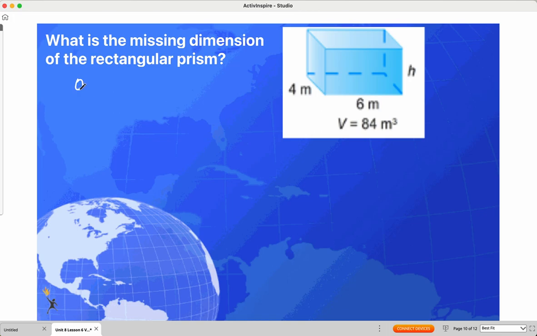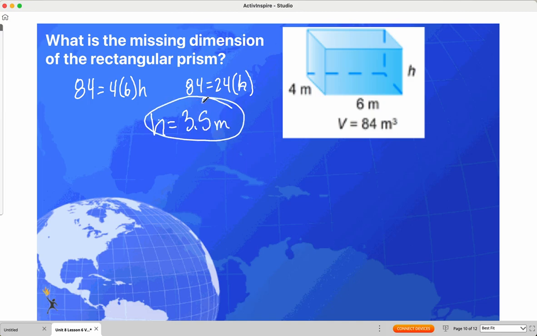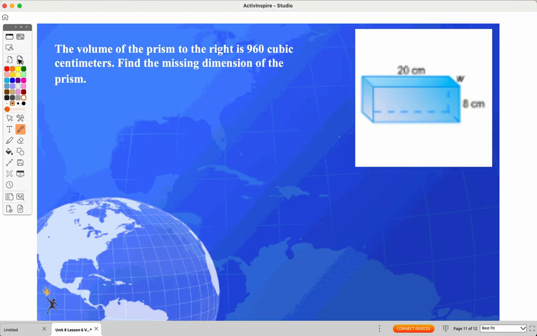So if I do volume is 84 is equal to 4 times 6 times h. That's my formula to start with this one. The other one would be 84 is equal to 24h. Either way works. So you'd end up getting the exact same problem, and you'd find out that the height of the box in our case would be, so the height would be equal to 3 5/10 meters. Okay, it's your turn to give this one a try.